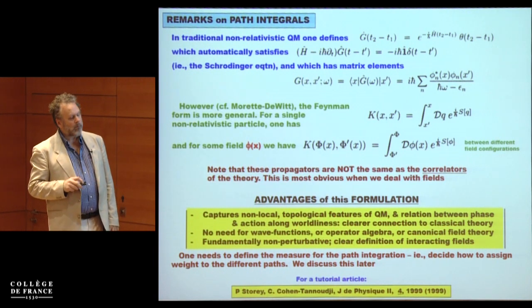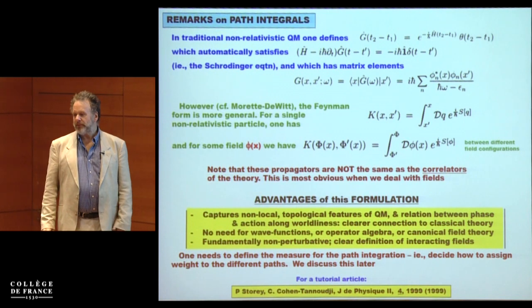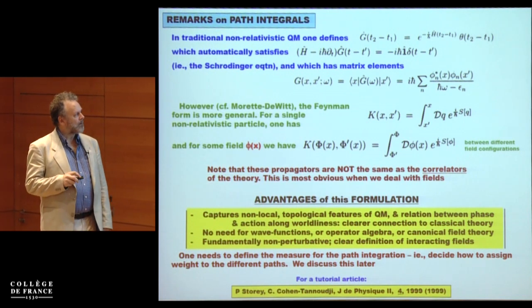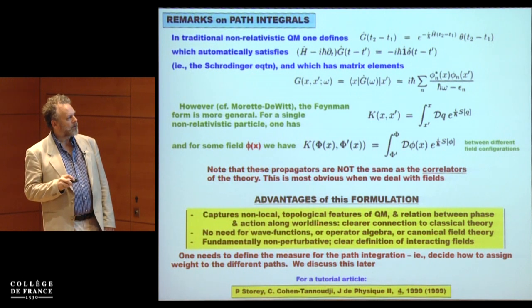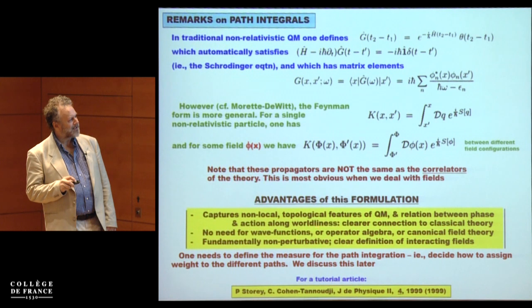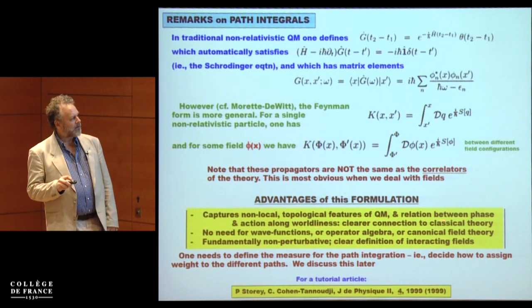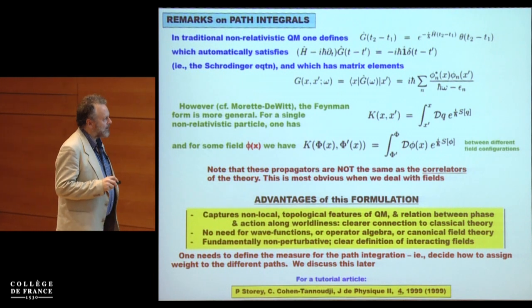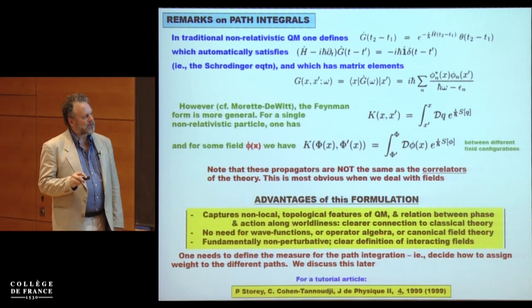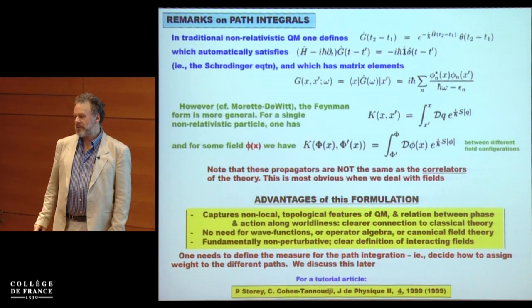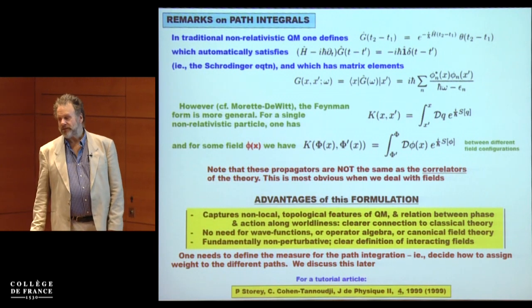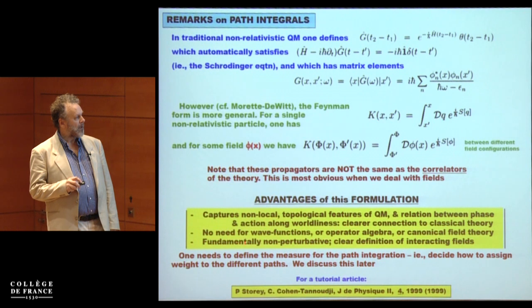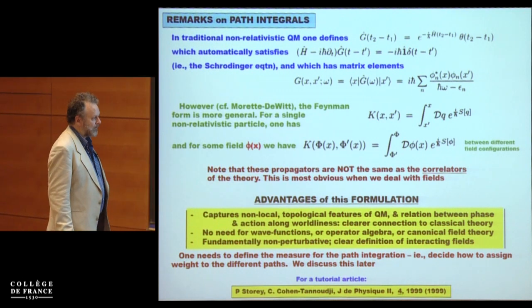Okay. Now, why would I want to use path integrals when people are much more used to wave functions? Well, we'll see why. One of the reasons is that, as I said before, it captures these topological features of quantum mechanics. It captures the relation between phase and action along world lines, and that's world lines, not worldliness, sorry. And there's a clearer connection to classical theory. But we'll see that when you use path integrals, there's no need for wave functions or operator algebra or canonical field theory, and that turns out to be really useful, and in fact essential when one starts to deal with more complicated theories. And it's fundamentally non-perturbative, which is very important.